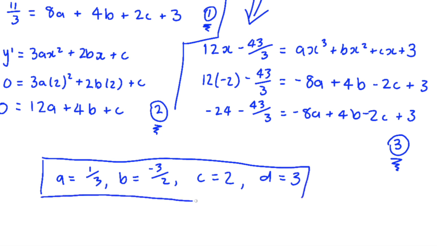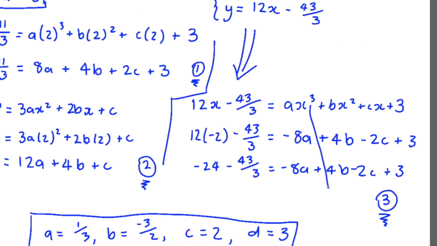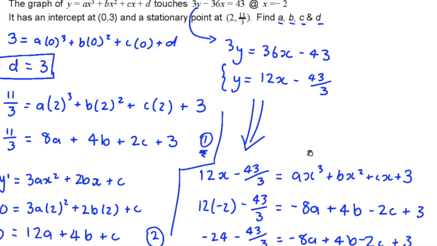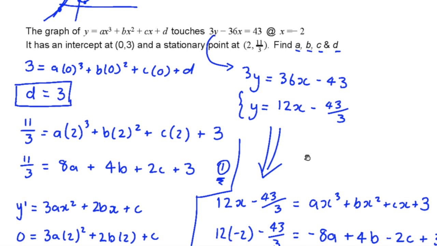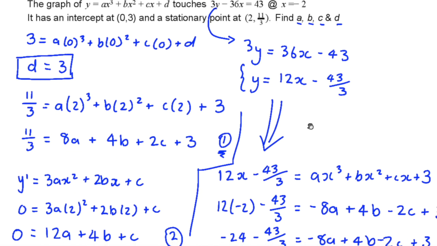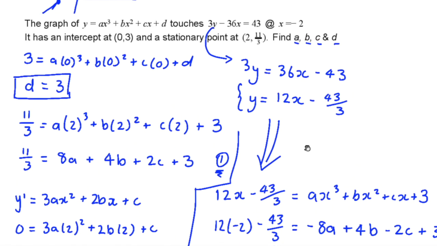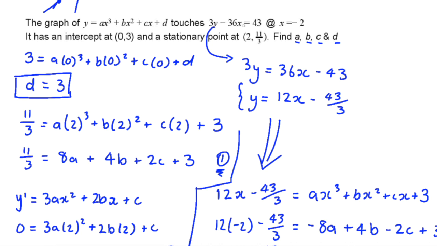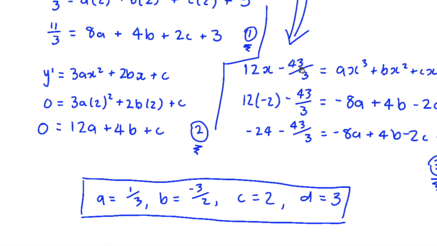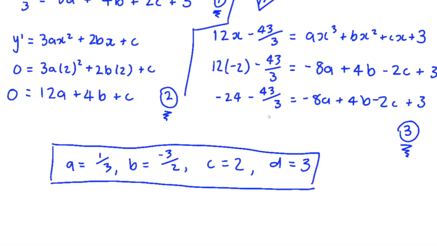You can check that by substituting those values back into your original equation. Substitute your a, b, c and d values in, and you can see that it satisfies all these conditions. This line touches it at x equals negative 2, it has an intercept at (0, 3), and it has a stationary point at (2, 11/3), which I think is pretty nifty. Alrighty, that's it.